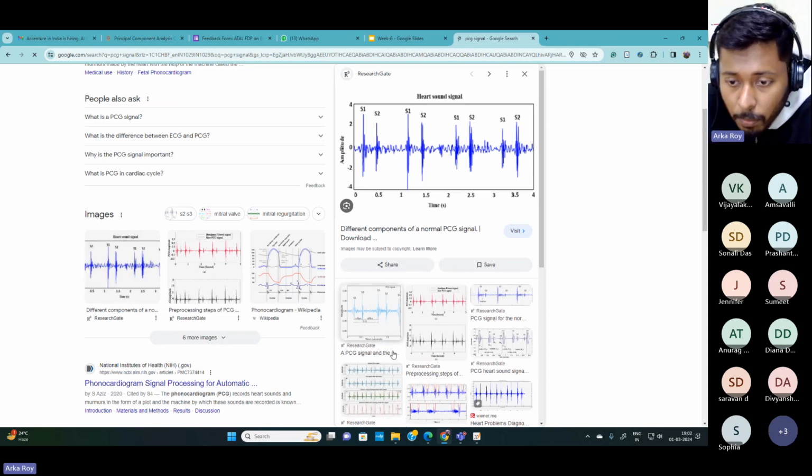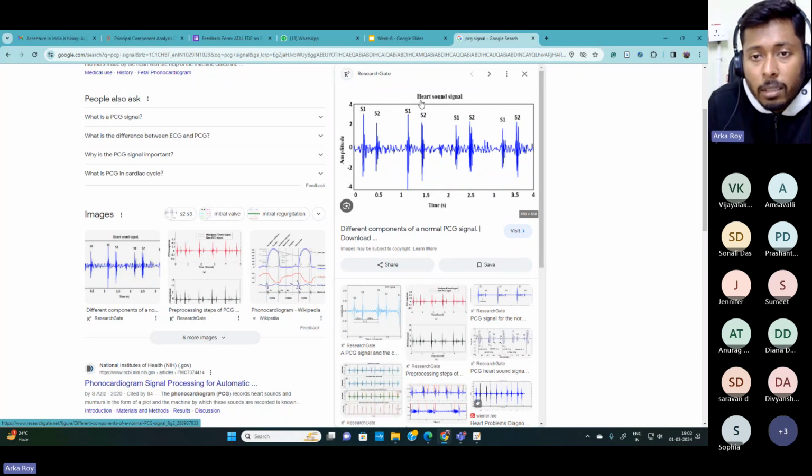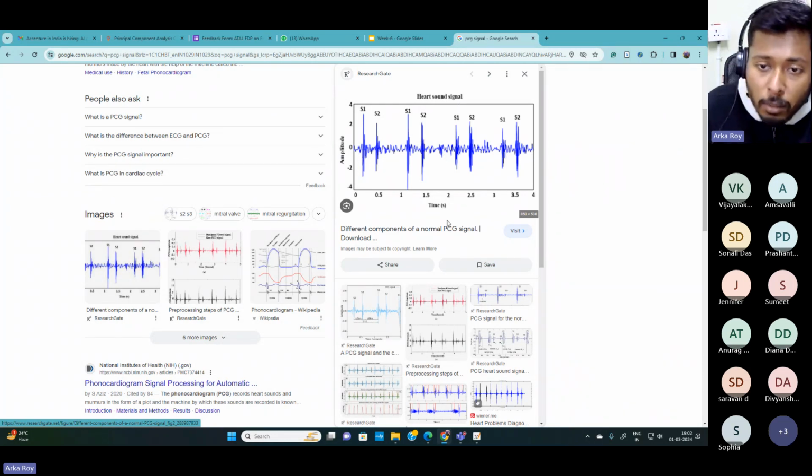Okay, so you can see this signal is written as heart sound signal. This is a normal heart sound signal. We can see that this is a normal PCG signal. PCG is basically known as heart sound; the full form is phonocardiogram. So the heart sound signal in the case of a normal person looks like this.